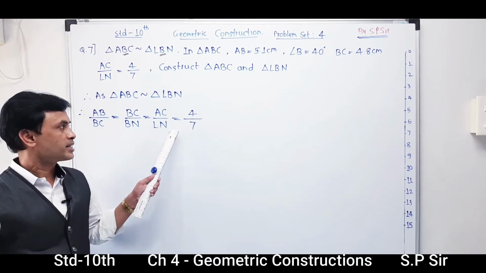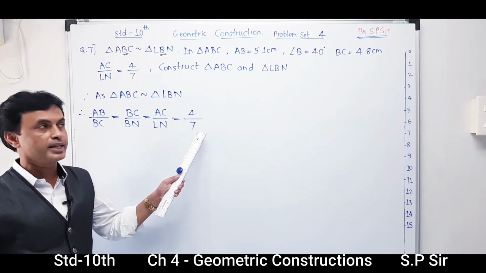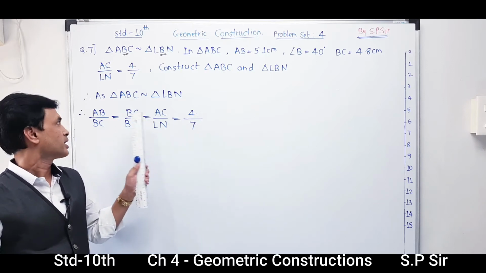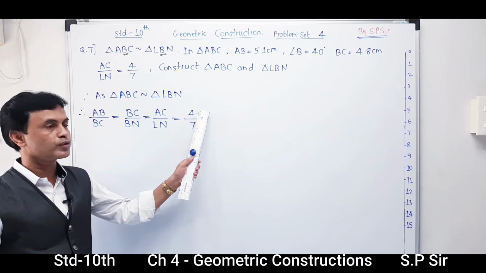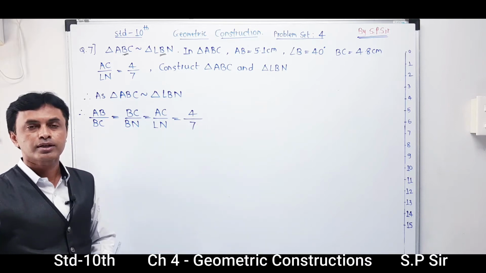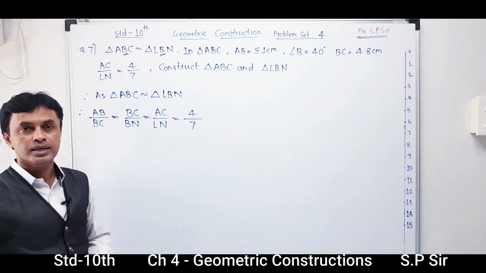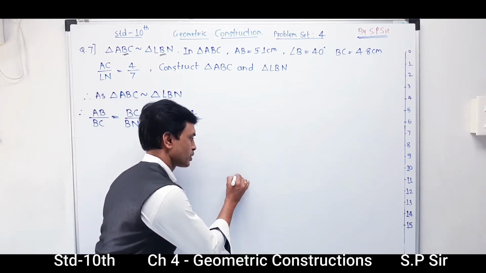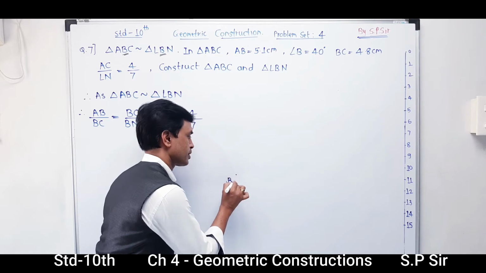Now as AC is to LN is 4:7, it also indicates that BC upon BN is also 4:7 and AB upon BC is also 4:7. Now starting the construction part, remember your B point is common. So I'm going to take the initial point over there as B.